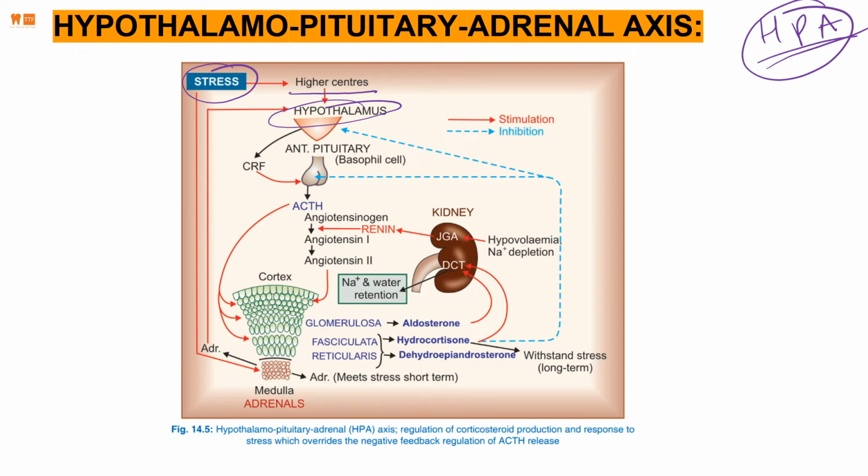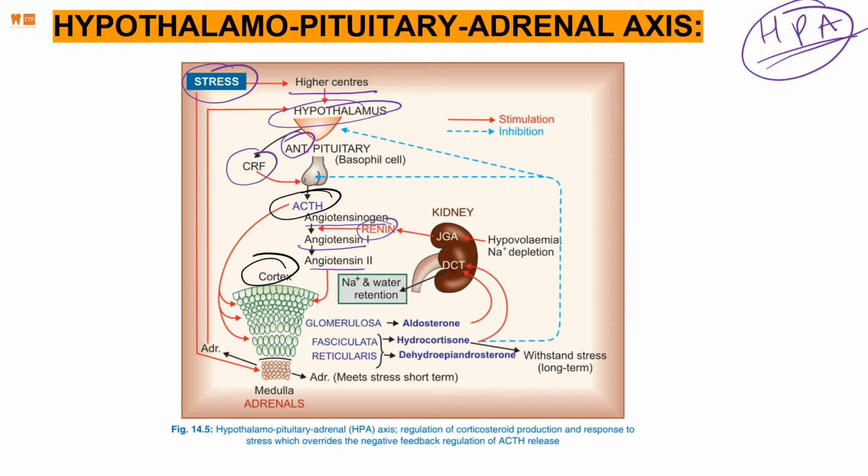Then the hypothalamus tells the pituitary using corticotropin-releasing factor or hormone, which goes into the anterior pituitary. The anterior pituitary then tells ACTH, please go to the cortex and do your job. What's the job? ACTH goes to angiotensinogen, renin comes into play, and angiotensin 1 is produced from angiotensinogen.